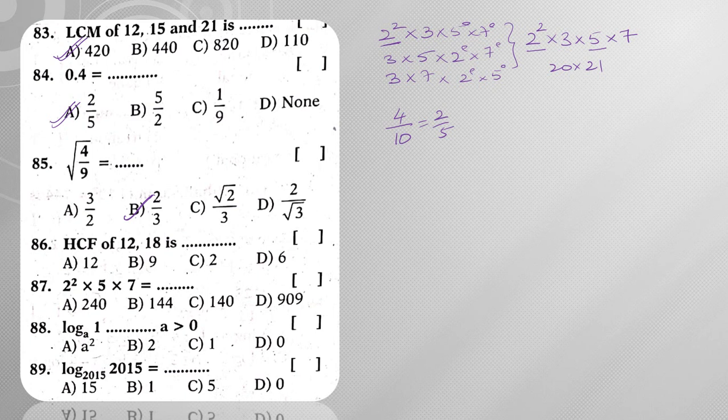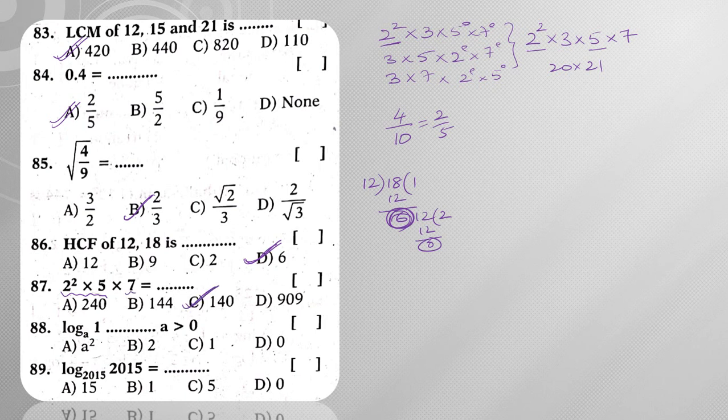Next, HCF of 12 and 18. So for HCF of 12 and 18, we can directly go with 12 ones are 12. Next we will be having 6, so 6 2s are 12. Since the remainder is 0, hence the HCF is 6. Next, 2 square into 5 into 7. So already we know 2 square is 4, 4 5s are 20, 2 7s are 140.